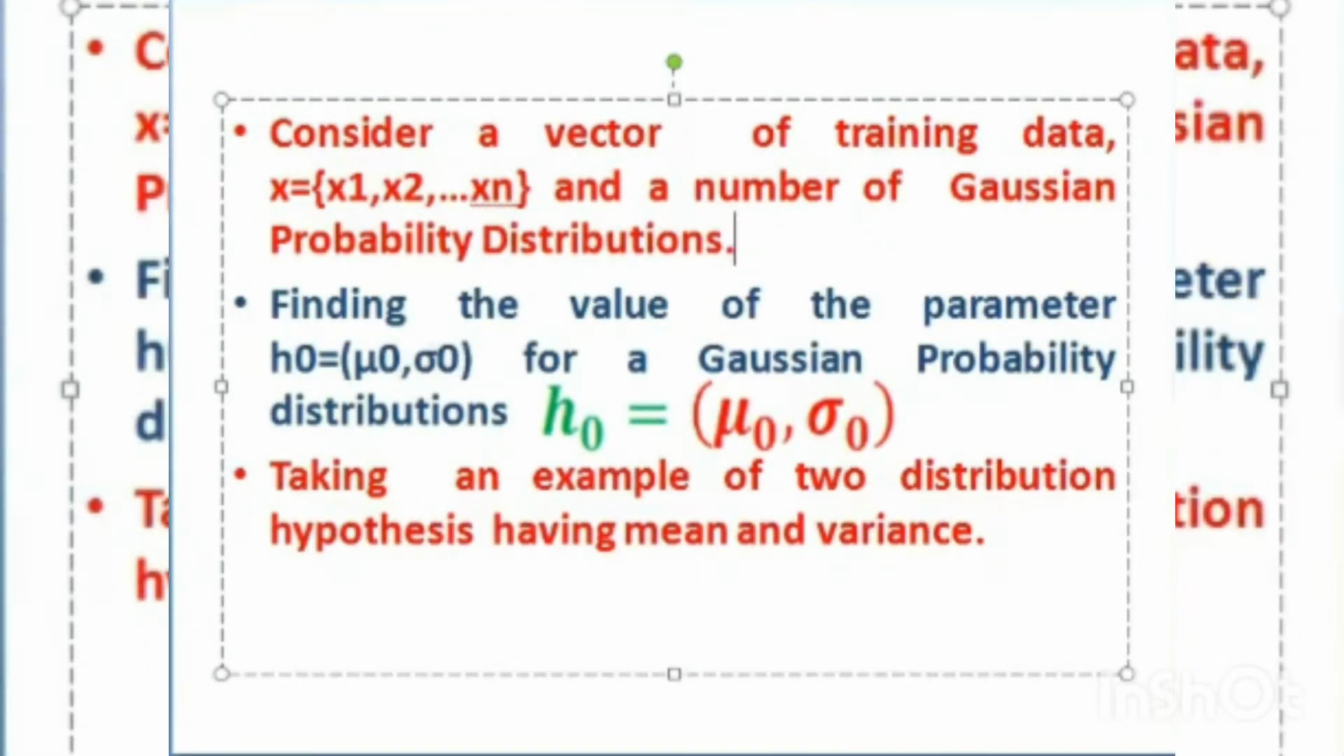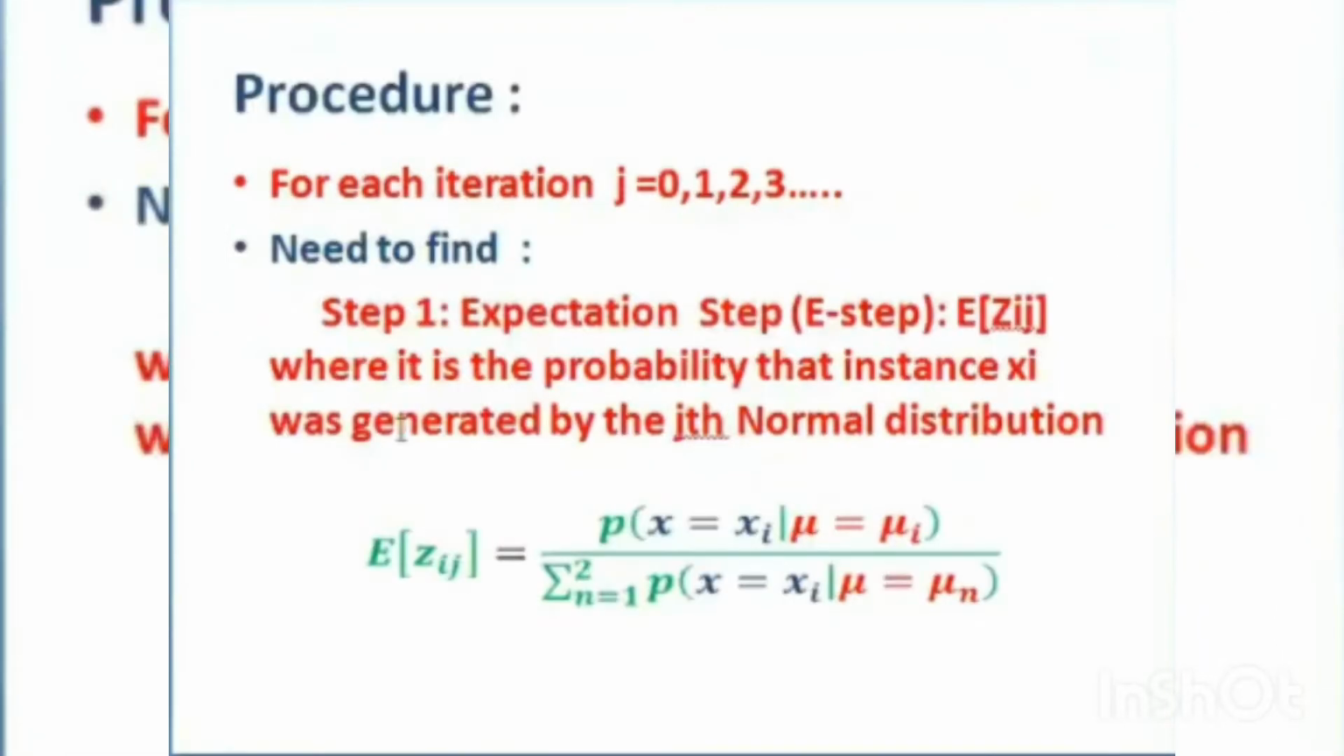Okay, and then this is the consideration we make here, and then the procedure. We need to do iteration for 0, 1, 2, 3. We need to repeat the steps that many times. Okay, so the first step is done here, taking hidden variables into consideration for the first instance. So what is the formula given? E of Zij will be equal to, the probability formula is taken here, for x equal to xi, mu equal to mu i, and the total.